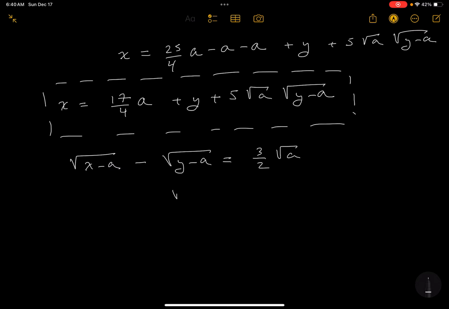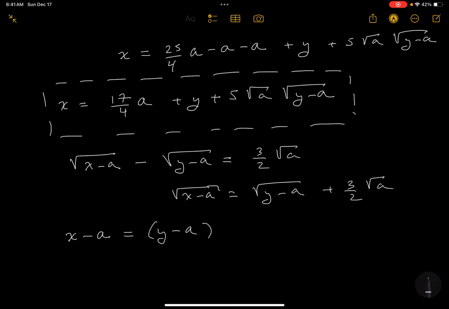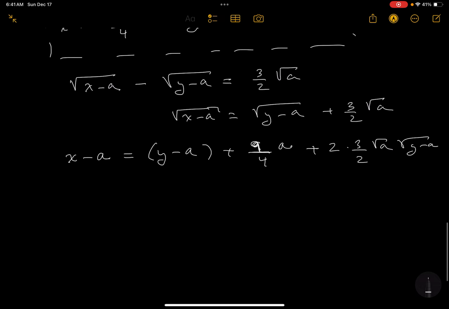And I'm going to do the same thing. I'm going to try to isolate that x again. So the root of x minus a equals the root of y minus a plus 3 over 2 square root of a. I'm going to square both sides again. You get x minus a, and there you get y minus a plus 9 quarters of an a. Then you get plus 2 times 3 over 2 root a, the root of y minus a. All right, time to simplify.